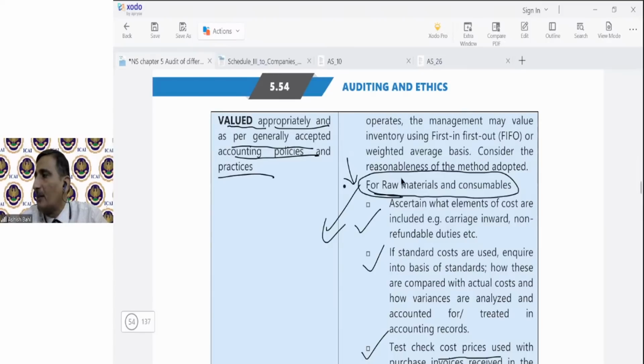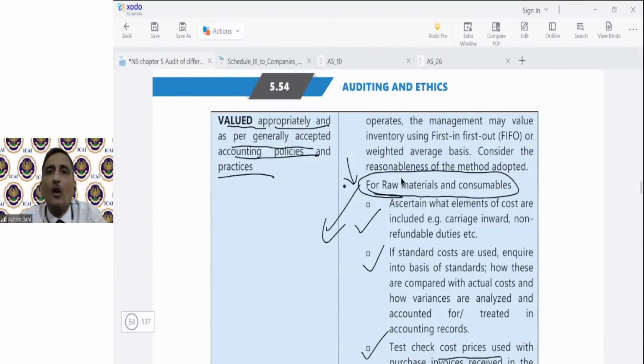Please explain the term staying alert at all times. Yes, staying alert means he has to be cautious. He has to be cautious, and he has to remain alert that the staff of the company is carrying out physical verification in accordance with the program given by the management, and all the inventory items are being counted properly in accordance with the plan of the management.